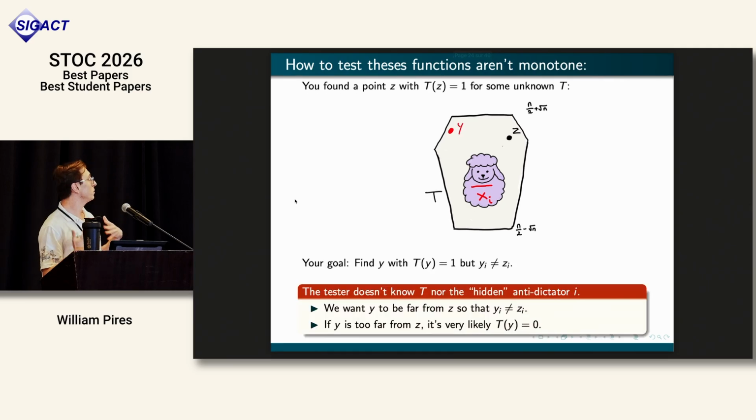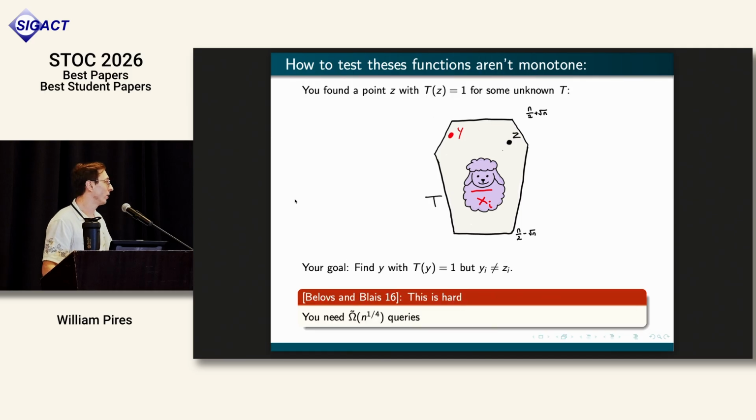To do this, I need to find a point y which falls into the same cell, so y also satisfies this term t, but y and z disagree on this hidden coordinate i. And it turns out that this is going to be super hard because t is a random term, i is a random coordinate, so you kind of want y to be very far from z so that they disagree on this hidden coordinate. But if y is very far from z, then it's not going to be in that cell anymore, and so that's not useful. And the punchline is that indeed this is really hard and you need n to the 1/4 queries, and that was the Belov and Blais lower bound.